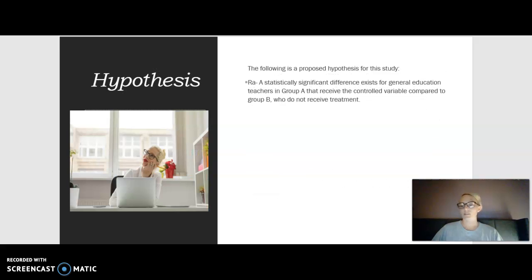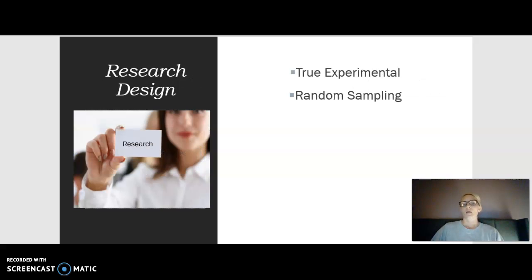The hypothesis for this study is a statistically significant difference exists for general education teachers in Group A than Group B. This research study is true experimental because it includes true random sampling.